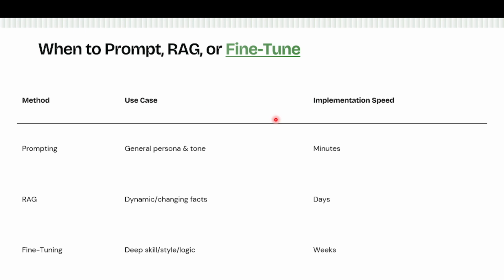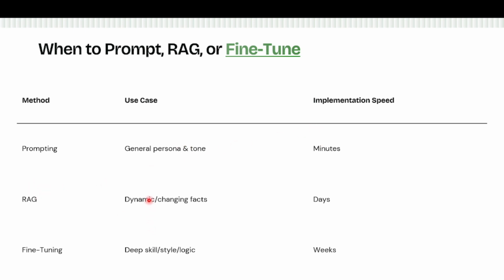So: method, use case, implementation speed. Prompting is used for designing agent persona and tone. Just like when you want to design an agent for a supply chain manager, you will use the vocabulary, tone, and jargon of the supply chain manager to define the prompt so that the agent itself becomes a supply chain manager. On implementation speed, this prevents hallucination by performing actions in minutes and generating facts.